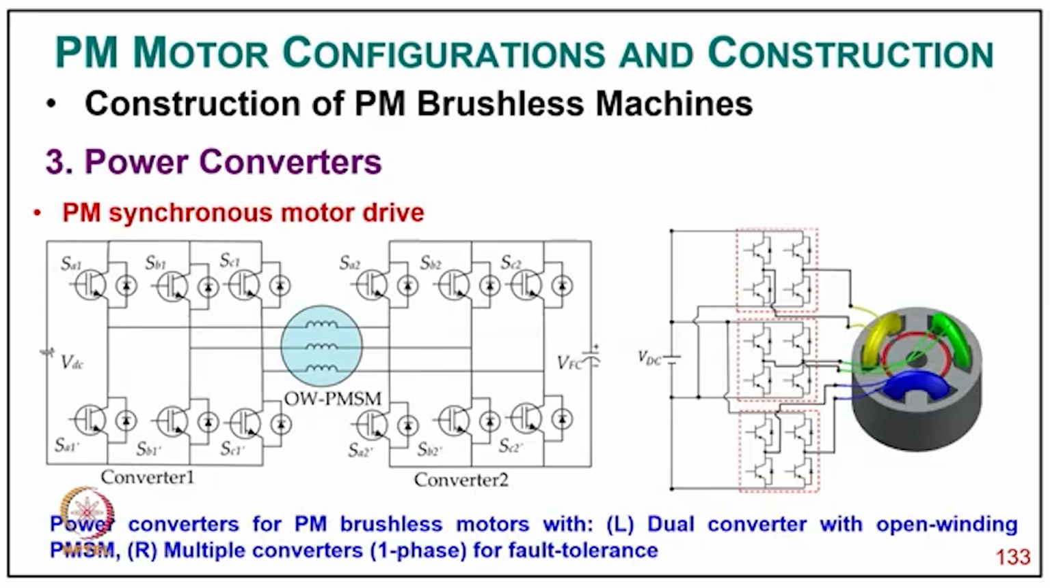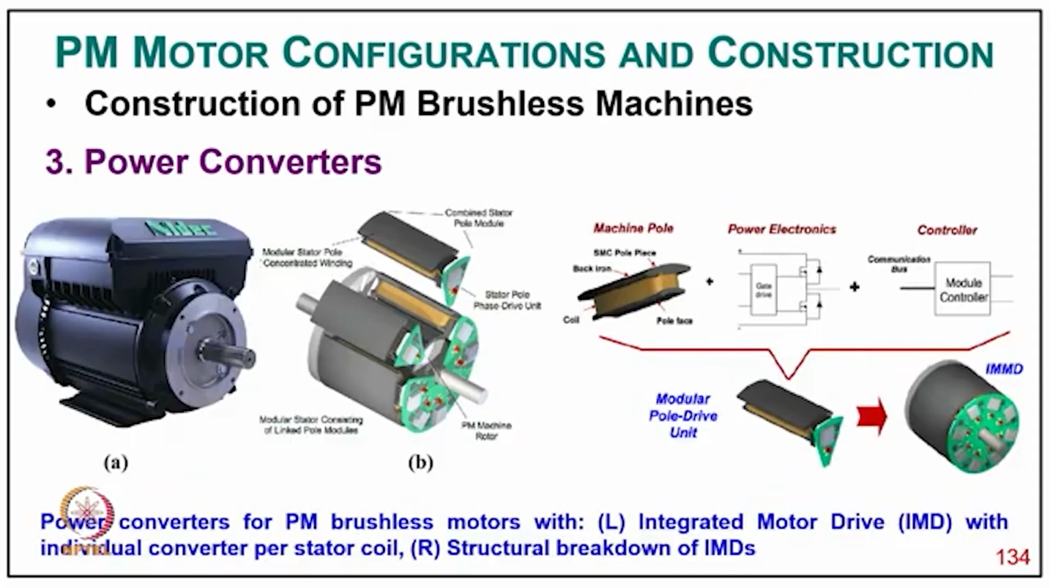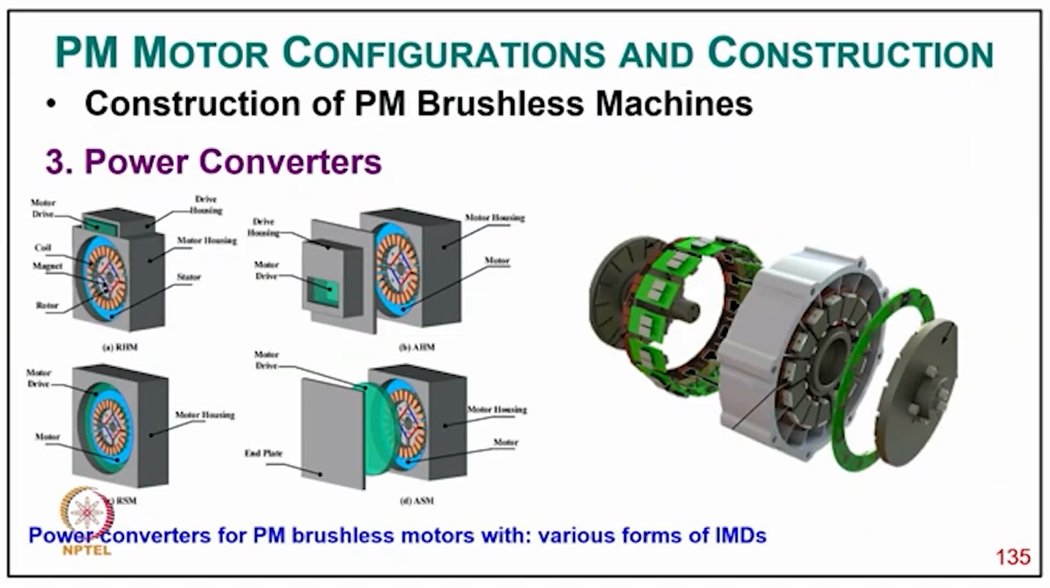And typically one brushless motor with a dual converter and open winding is used to increase reliability for electric vehicles or many other applications. These are typically how the power converter with the motor forms the motor drive, and the converter is included as part of that so that the size is reduced for some applications like electric vehicles also. And the power converter for brushless motors comes in various forms of motor drive.